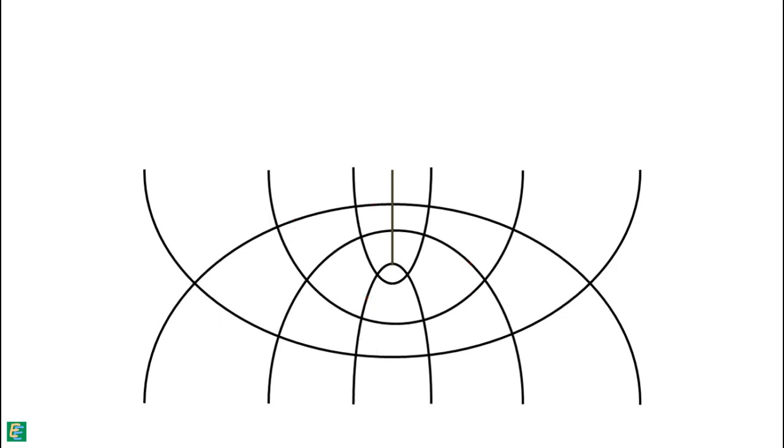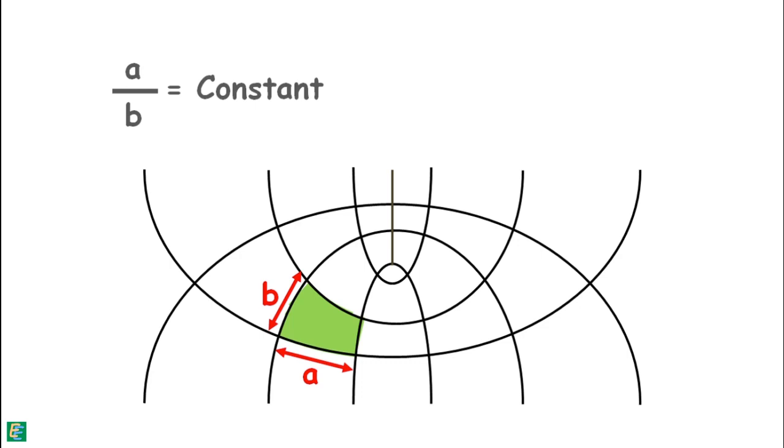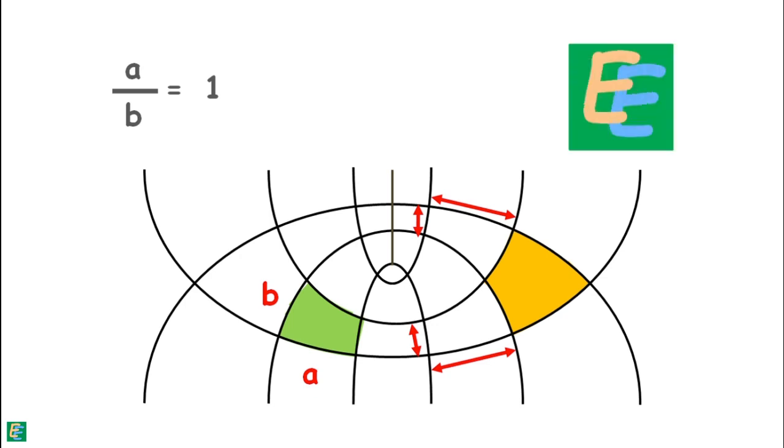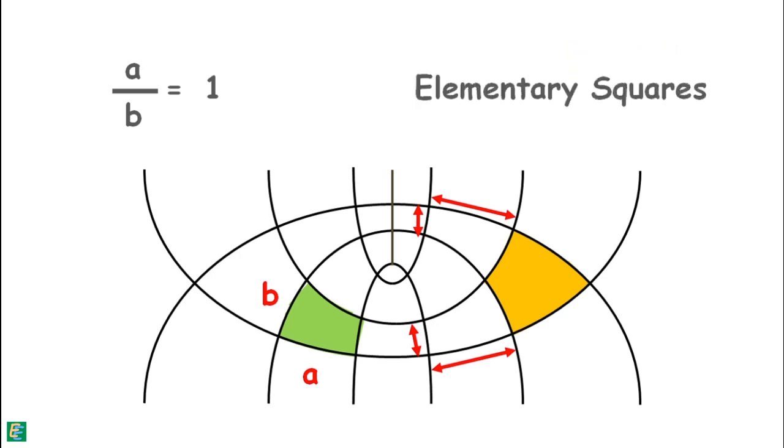Third, the ratio of the length and width of each flow field should be constant. Generally, we take this ratio as unity for convenience. In other words, the flow net consists of approximate squares that are called elementary squares. In elementary squares, the average distances between opposite sides are equal.